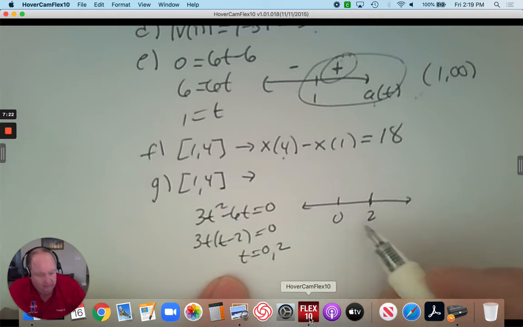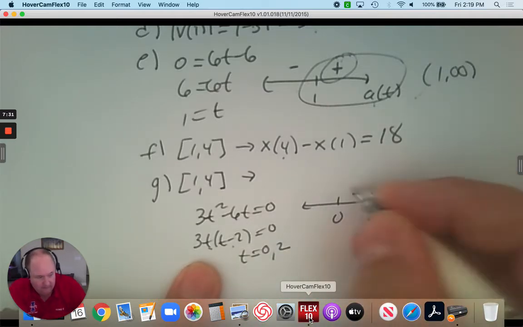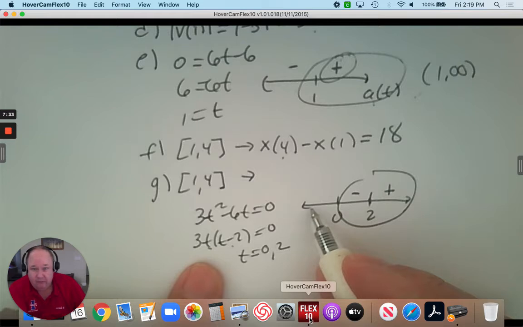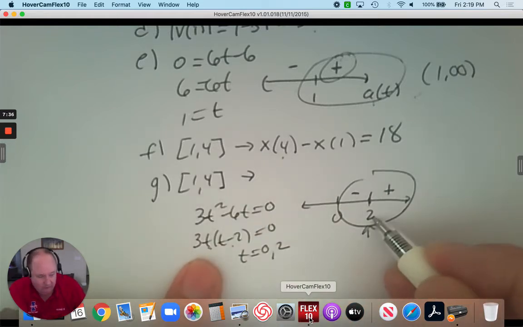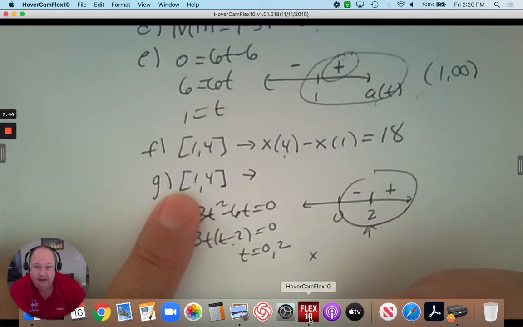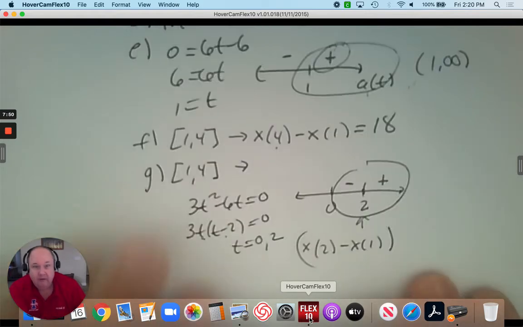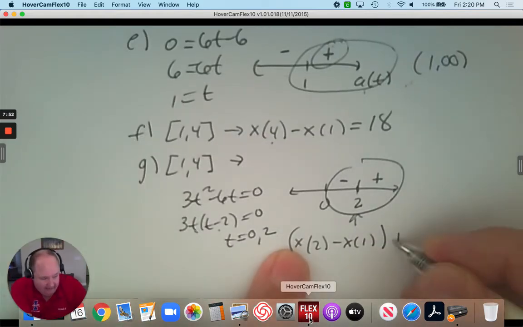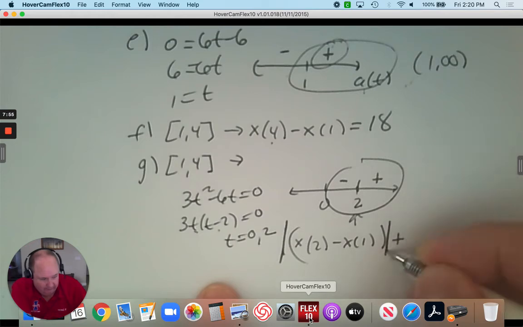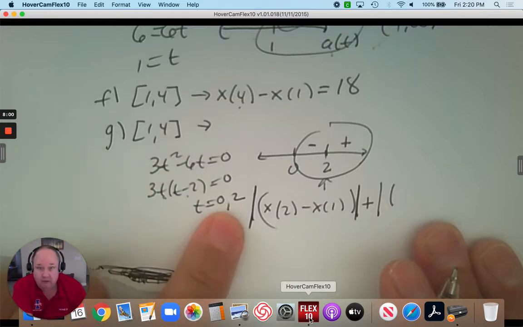I want you to notice that from 0 to 2, if I plugged into the derivative, it would be positive times a negative, and then that. So it actually doesn't matter left of 0. From 1 to 4, at 2, it changes direction. So if I want to find the distance, I need to go from 1 to 2. So plug in 2, plug in 1, right? Then it's the absolute value of that. And then add, and it's going to go from 4 to 2.